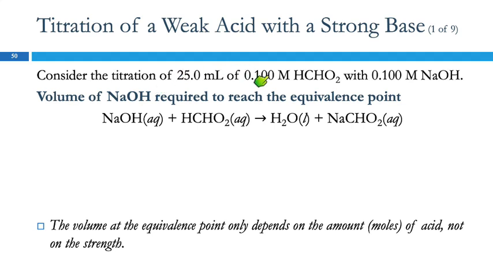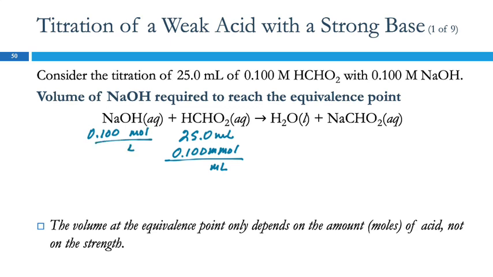I'm going to take the information that I'm given up here and write it under the chemical equation. So I have 25 milliliters of the weak acid, and I'm told that the concentration is 0.100 moles per liter. And remember, that is the same as millimoles per milliliter. And then I have sodium hydroxide, also 0.100 moles per liter, millimoles per milliliter. I'm trying to find the volume of NaOH, so question mark, milliliters. They don't say milliliters, but that would be convenient.